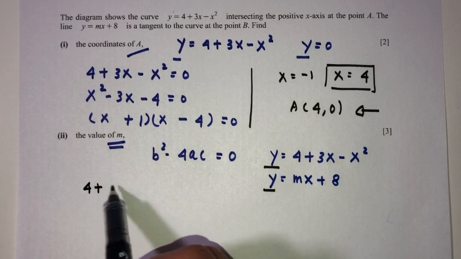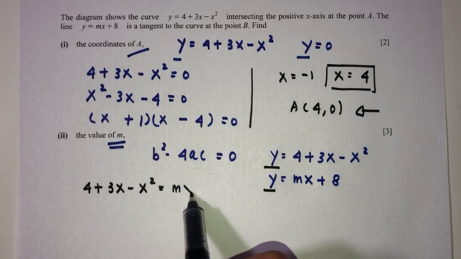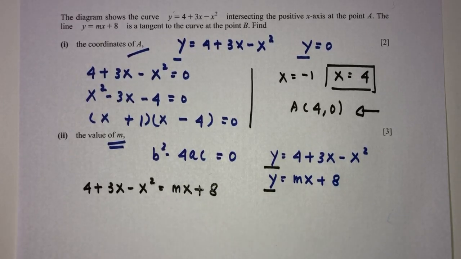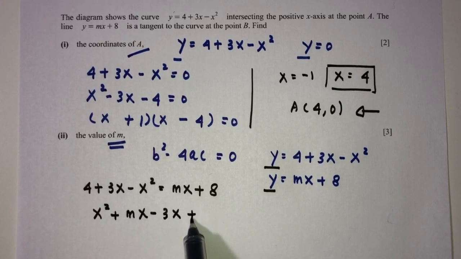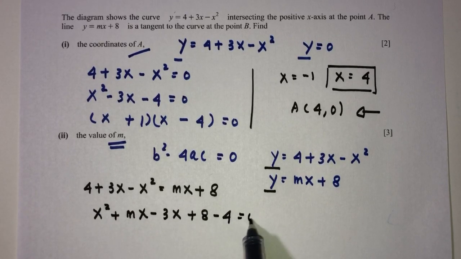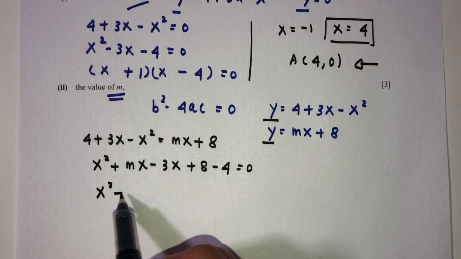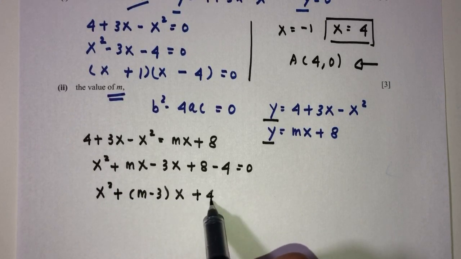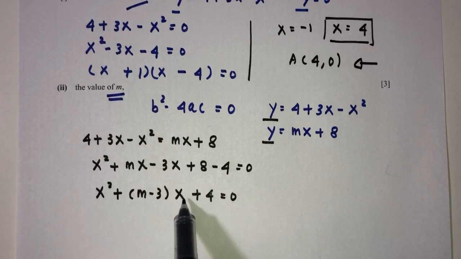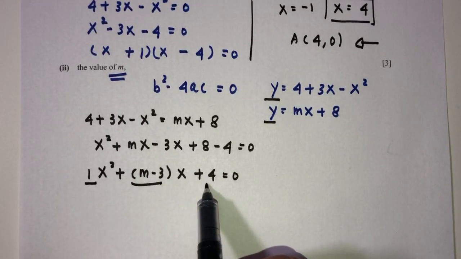You will have 4 plus 3x minus x squared equals mx plus 8. You will have x squared plus mx minus 3x plus 8 minus 4 is 0. Simplify, you will have x squared plus (m minus 3)x plus 4 is 0. So we just factorize this outside. Now this is a, b, c.